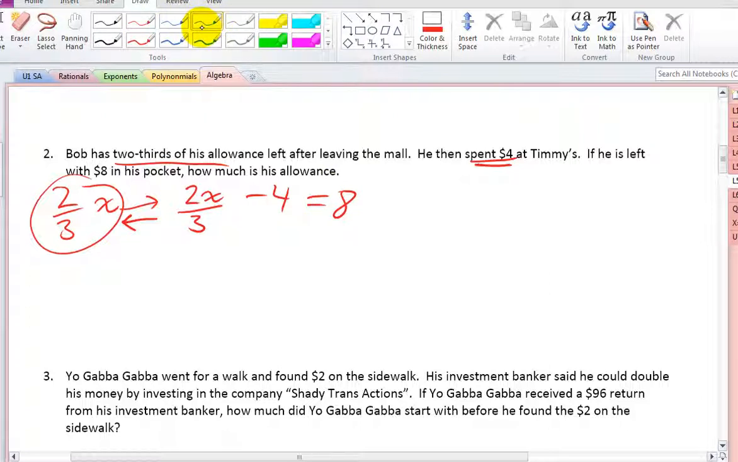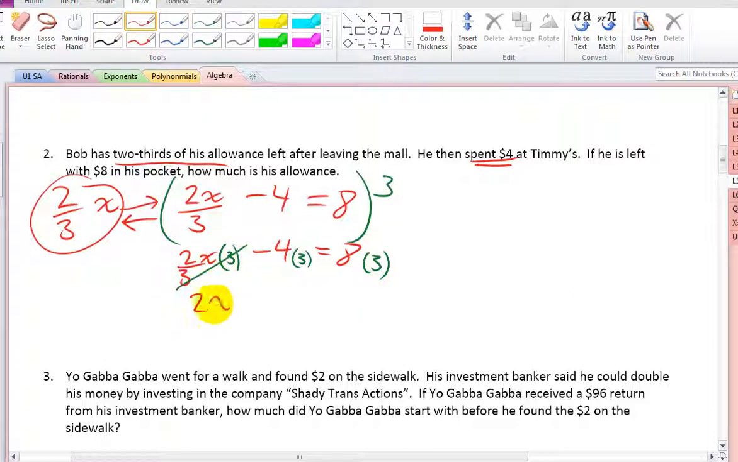How can we solve that? The easiest way is to multiply it by a number to get rid of your fraction. What should you multiply by? 3. Okay, so it's 2/3 x minus 4 equals 8, and you're multiplying each one by 3. Okay, you've done that before. It's on the quiz. These guys cancel. So you're left with 2x minus 12 equals 24. Now it's easy to solve.